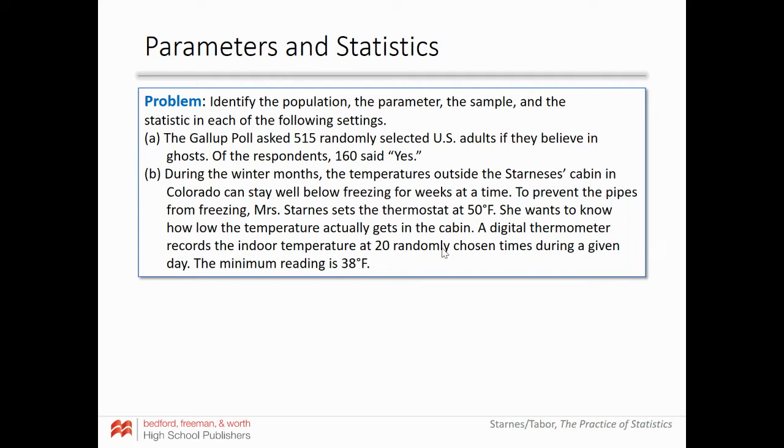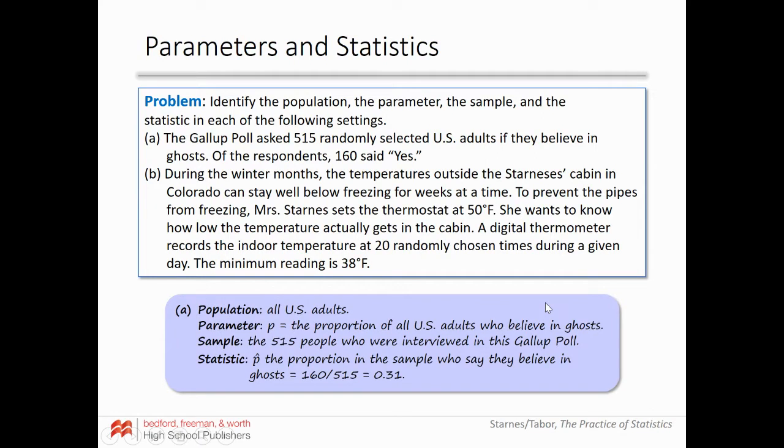So the population is going to be all U.S. adults, because that's where you sampled from. It's pretty easy to figure out your population because it is wherever your sample comes from. The parameter then is p, the proportion of all U.S. adults who believe in ghosts.